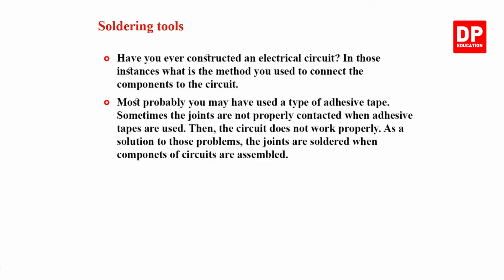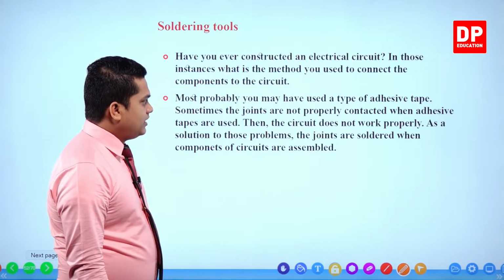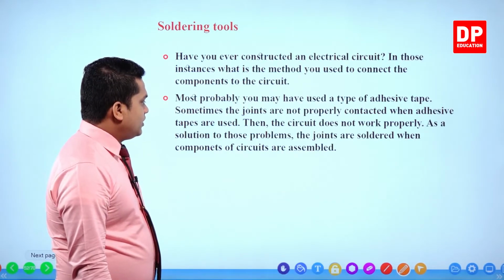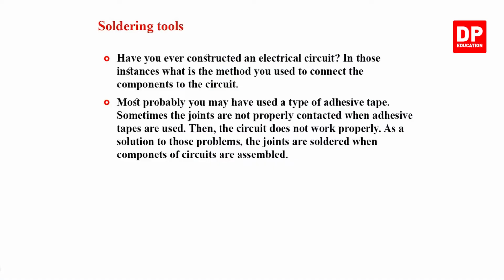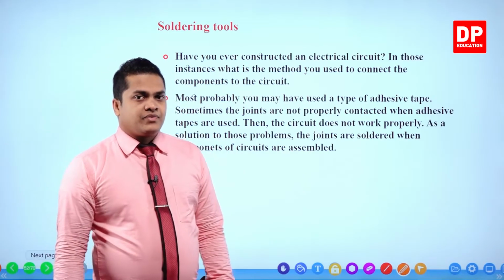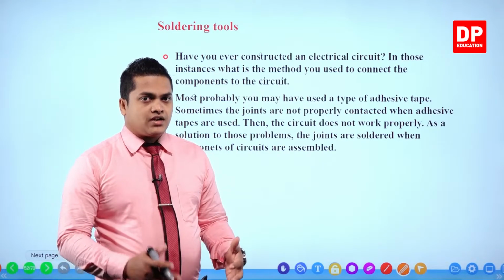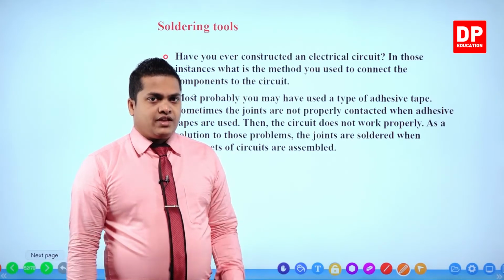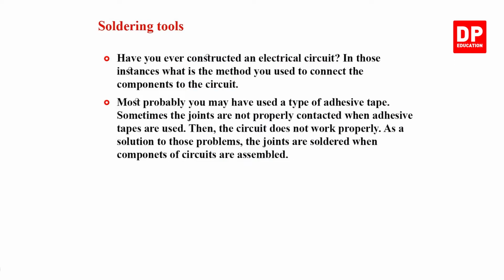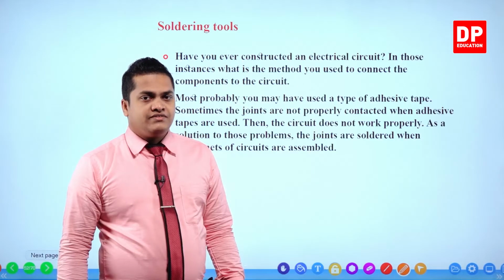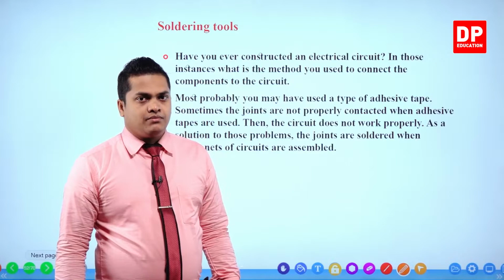Sometimes the joints are not properly contacted when adhesive tapes are used. Then the circuit does not work properly. As a solution to those problems, the joints are soldered when components of circuits are assembled. Like I said, using duct tapes or any other types of tapes like double tapes, cello tape, whatever, is not a convenient method to connect electrical components.